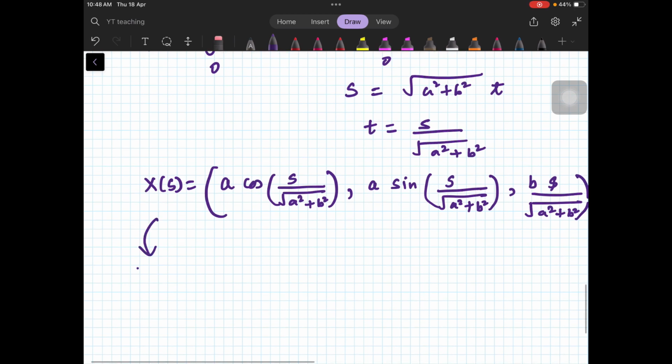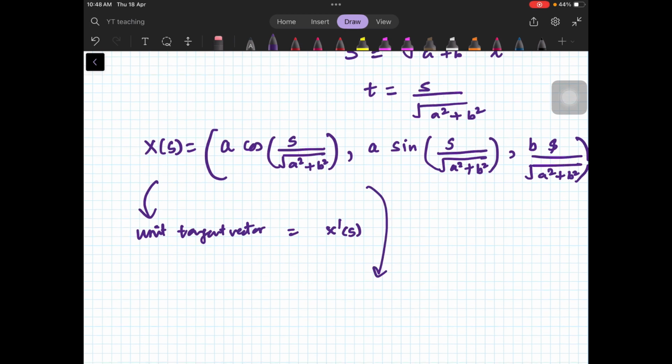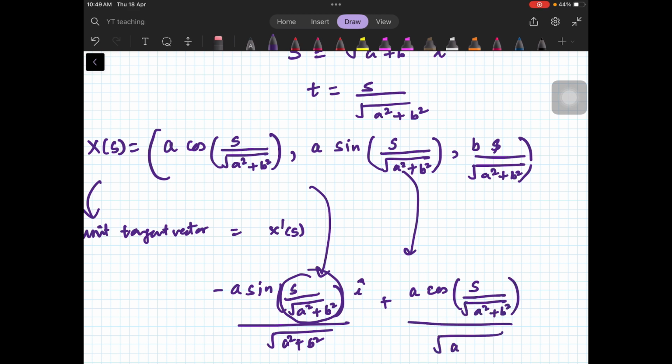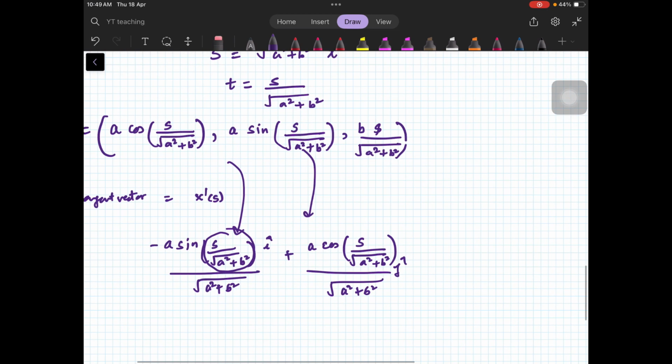Now I know that the unit tangent vector is simply the derivative of this, differentiated with respect to s. You will get minus a sin of s upon the square root of a squared plus b squared i cap, times the chain rule derivative, which is 1 upon the square root of a squared plus b squared. Similarly, for the second term, it would be a cos of s upon the square root of a squared plus b squared times the same derivative, j cap, and then the derivative of the last term, k cap.